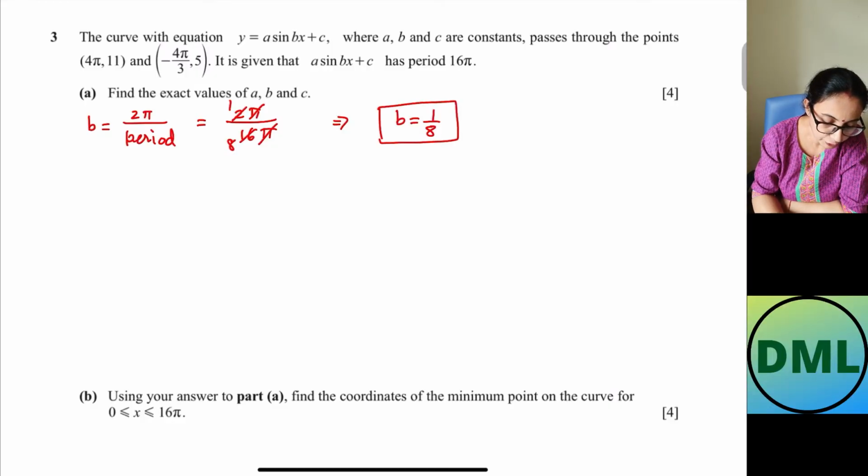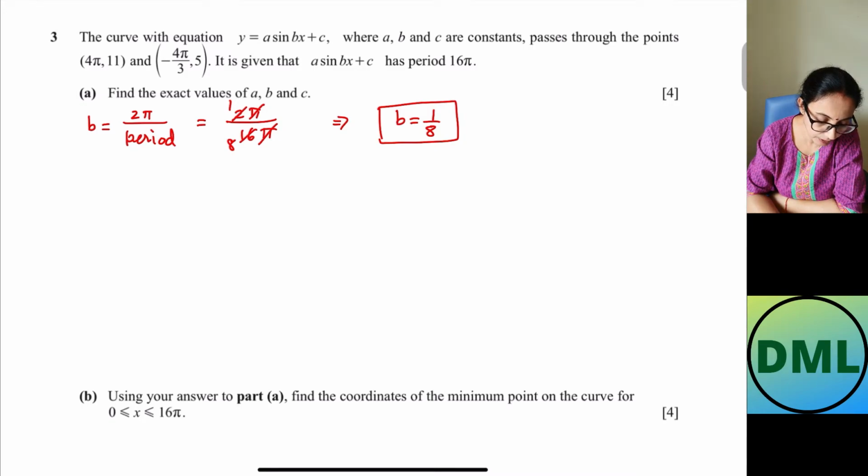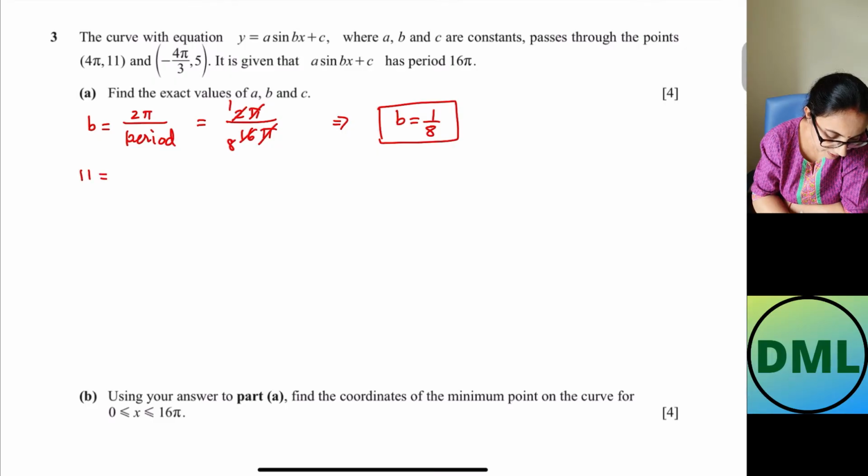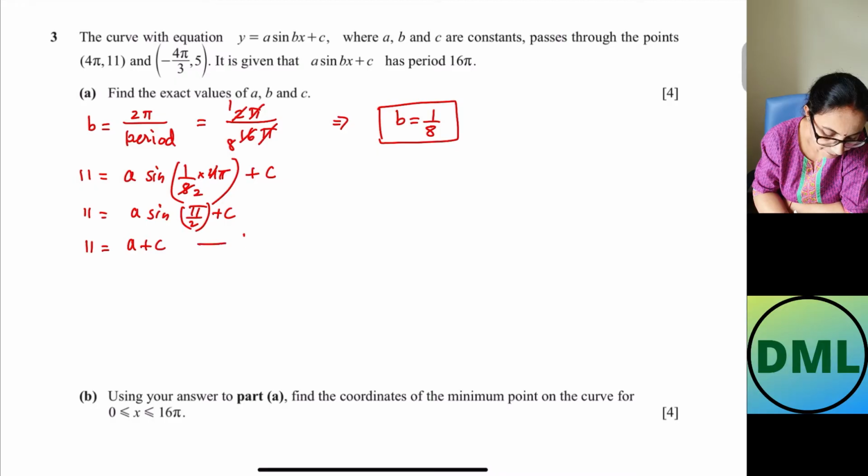I have to calculate the value for a and c. They have given us 2 coordinates. Let's substitute these coordinates in our given graph. This 4 pi is the x value and 11 is our y value. Let's substitute the value first. Y value is 11. 11 is equal to a sine b x plus c, where B value is 1 over 8 and x value is 4 pi. 4 will get cancelled from 8 and it will be 2 here. 11 is equal to a sine pi by 2 plus c. Sine pi by 2 is 1. That will be equal to a plus c. This is my first equation.